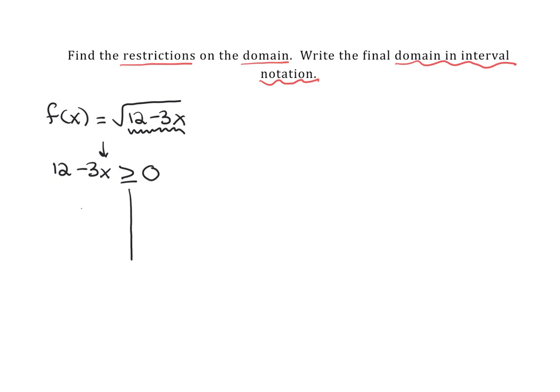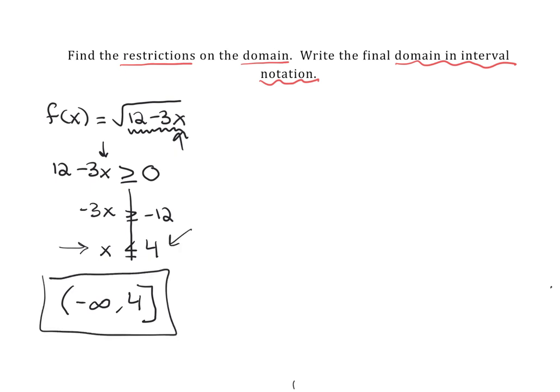So if I subtract 12 over, negative 3x is greater than or equal to negative 12. Divide both sides by negative 3, so x is, divide by a negative, you have to flip the sign, and it goes to positive 4. So what this is saying is that you can put any x value you want into this function as long as it is less than 4 or 4. It cannot be greater than 4. So that would be all numbers from negative infinity to 4 and including 4. So we found the restriction, and then here's how you write the domain in interval notation.